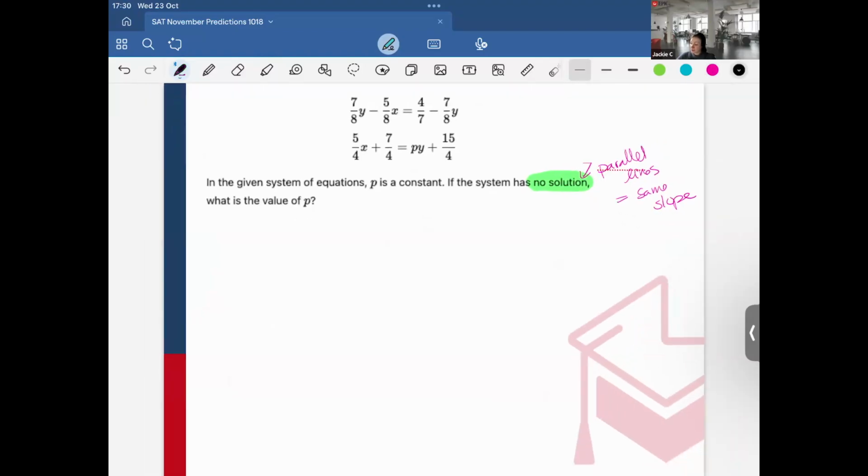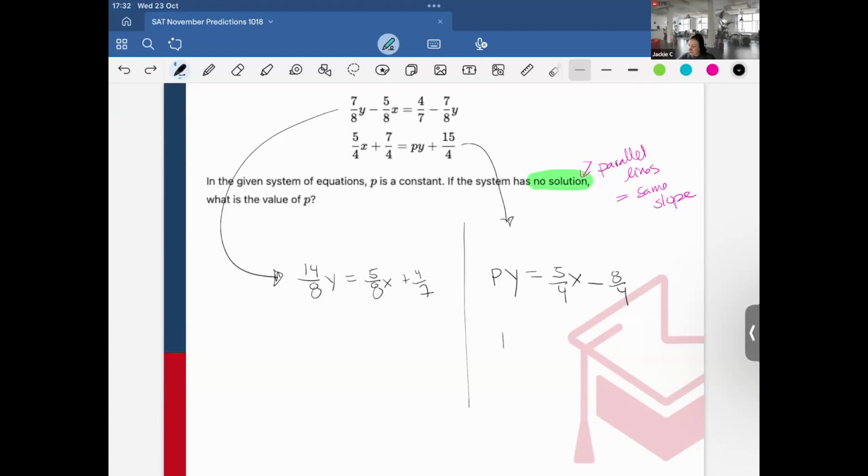And for this one, I'm going to rearrange everything in terms of y. So this would just be 14/8 y is equal to 5/8 x plus 4/7. And this one here, I'll rearrange here. This would be like py is equal to 5/4 x minus 8/4, which is just 2. And then divide everything by p. So this would just be y is equal to 5/4 px minus like 2/p. And then also here, I should simplify, multiply everything by the reciprocal.